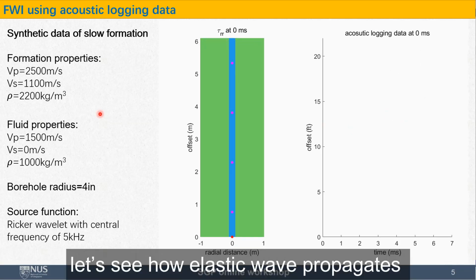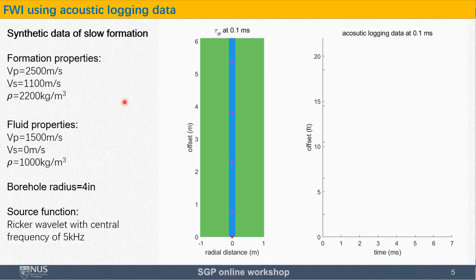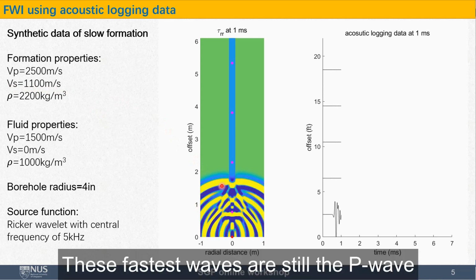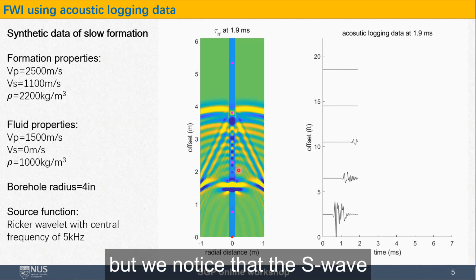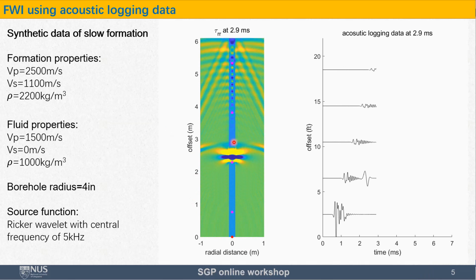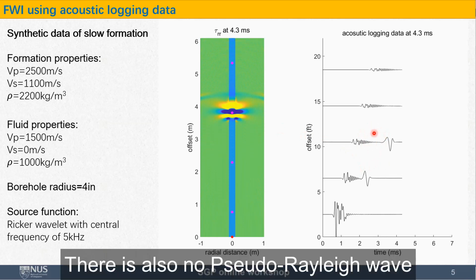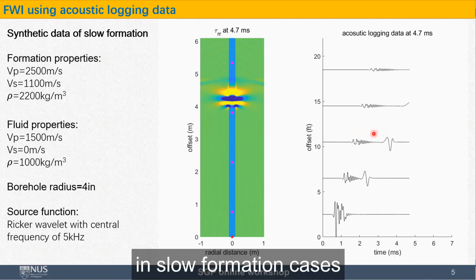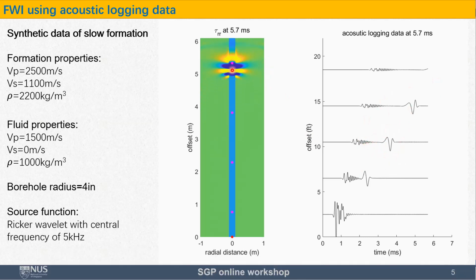Now let's see how elastic waves propagate in a slow formation case. These fastest waves are still the P wave, but we notice that the S wave does not refract back to the borehole fluid. Therefore, the S wave almost cannot be observed in the data. There is also no pseudo-Rayleigh wave in slow formation cases. The strong energy belongs to Stoneley waves.